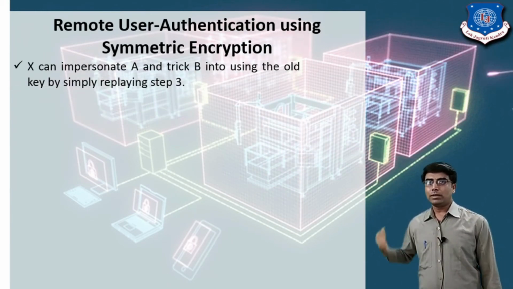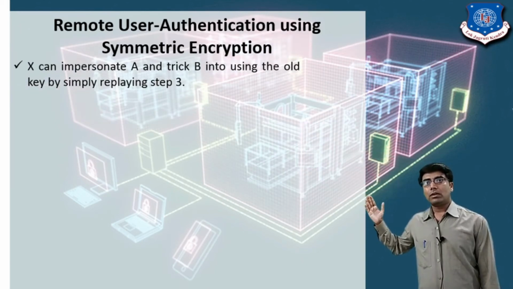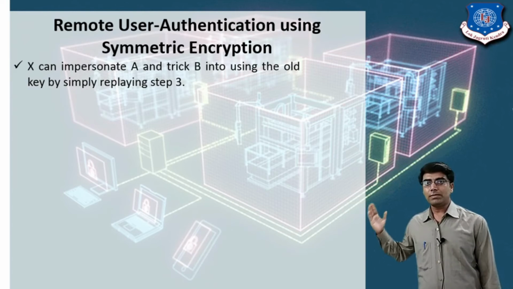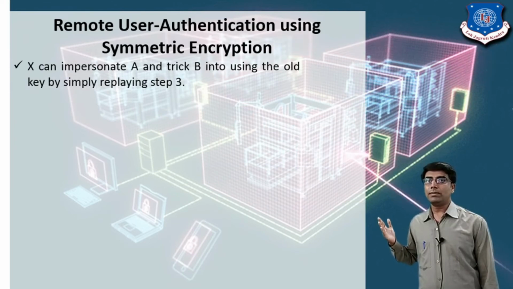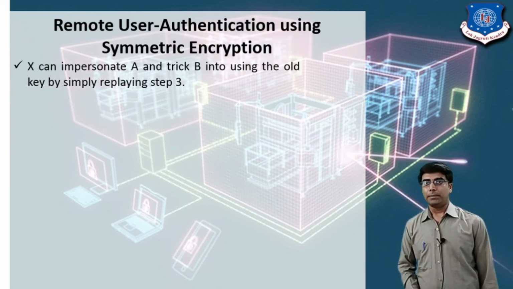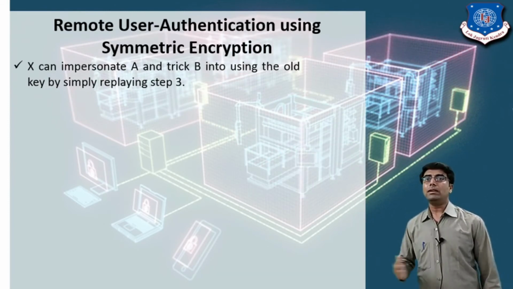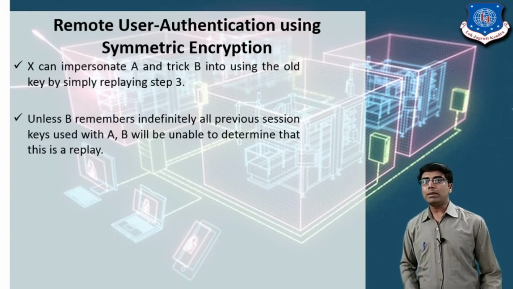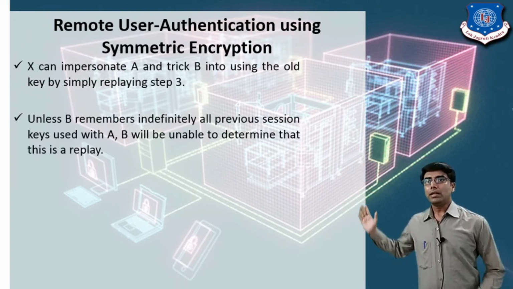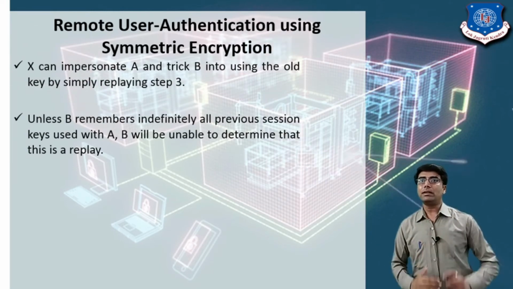So in step number 3, the opponent or attacker will capture the message, and after the communication between user A and user B is complete, after some time the same message will be sent by the attacker to user B. User B doesn't know that the message was sent by the attacker. Unless B remembers indefinitely all the previous session keys used with A, B will be unable to determine that this is a replay.